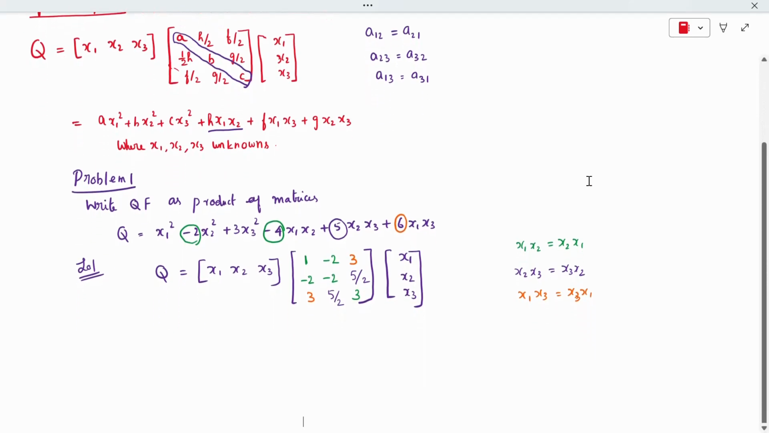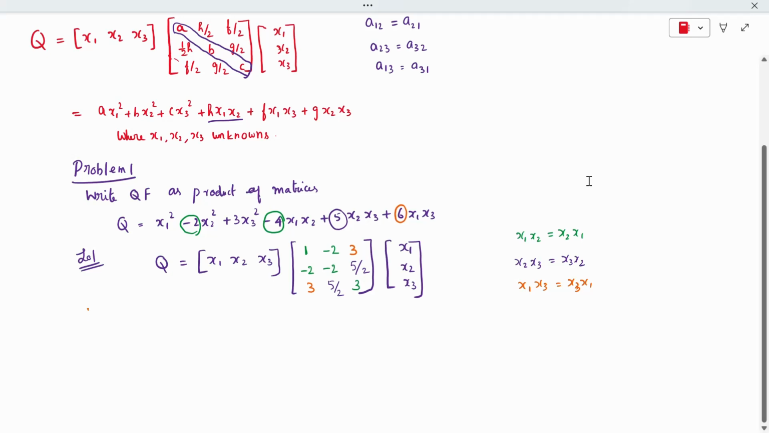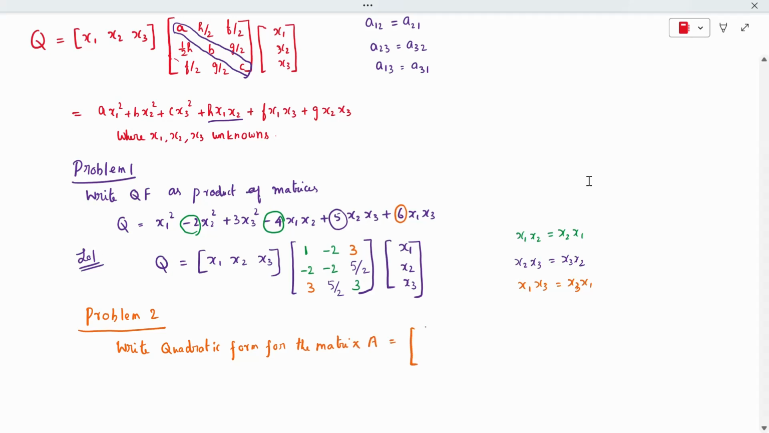Now I will give you one matrix. So second question, you have to write the quadratic form for the matrix: 1, 2, 3, 2, 4, 9, 3, 9, 3. Now we have to write it in a quadratic form.